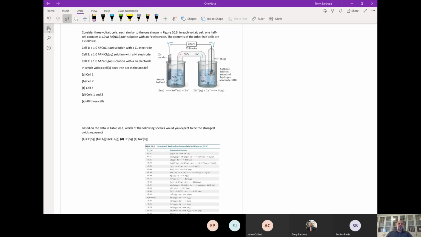Alrighty, so here's the problem. Consider 3 voltaic cells, each similar to the one shown in figure 20.5.